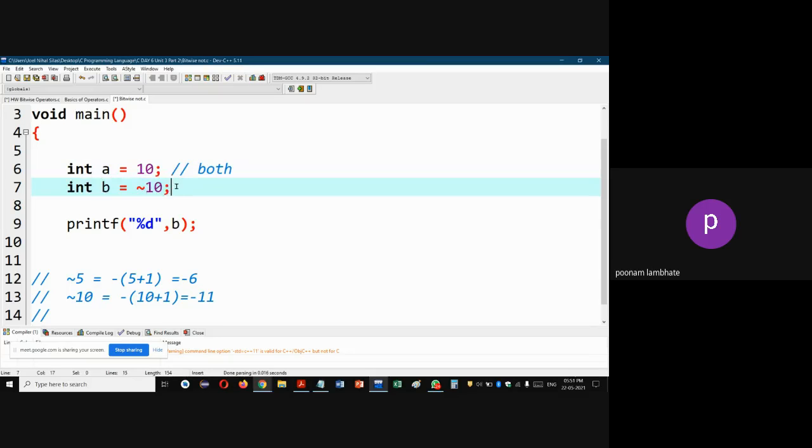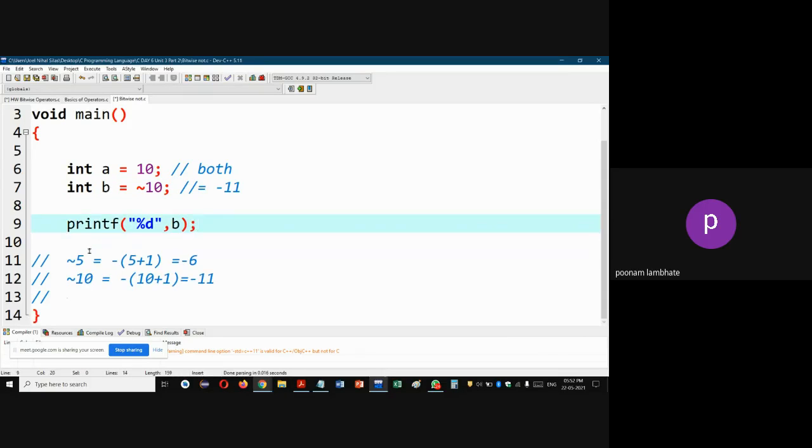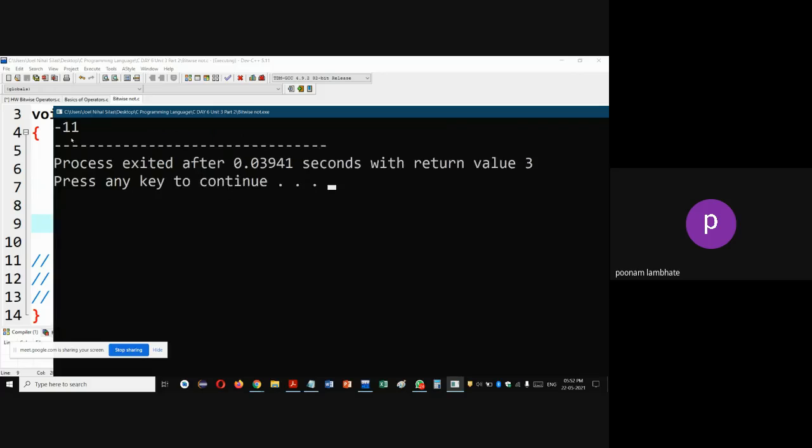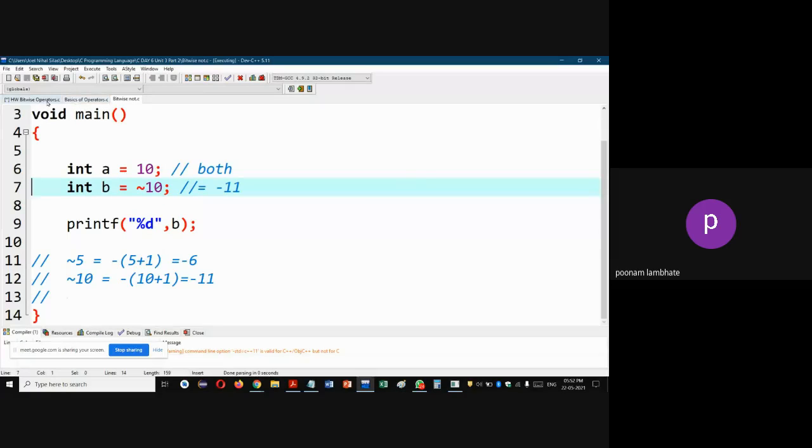Now here again there is initialization. So not 10. What will be the answer of B? What will be stored in B? Minus 11. Okay, so let me comment this out. Means this will not affect the output. You will not get an error if you write anything like this in comments, even if it is wrong syntax. Okay, so you know the comments. So %d, I'm printing the value of B. So let me run my program. See here, not of 10 is minus 10 plus 1, that is minus 11. So this way for any number you can perform.